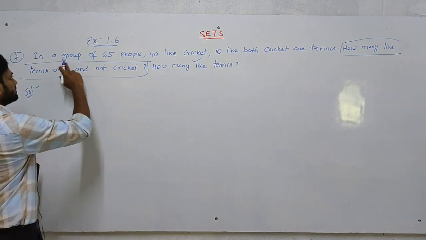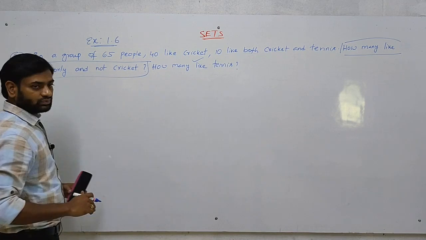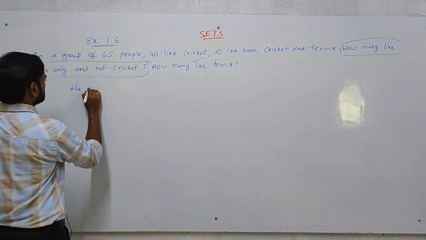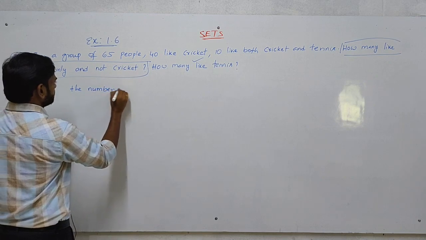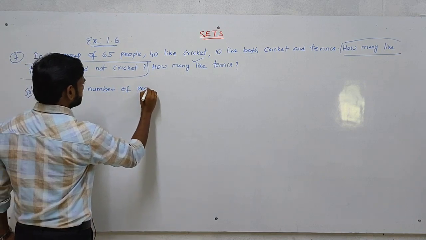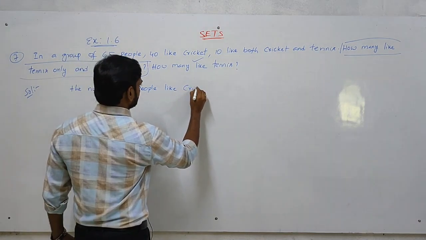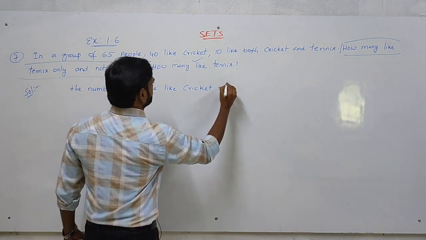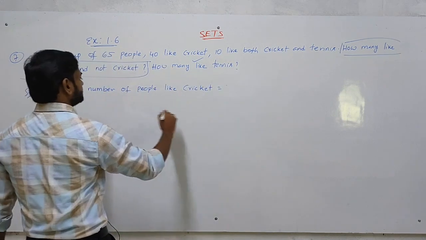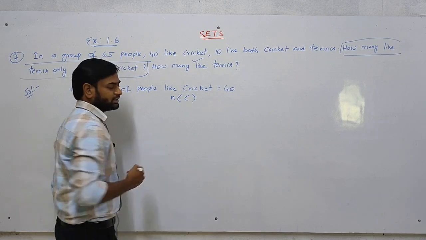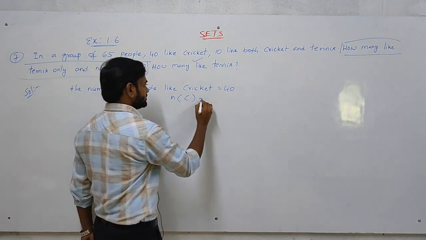Now see here. In a group, 65 people are there. 40 like cricket. So the number of people who like cricket equals how many? 40. So that is n of C. Cricket I am taking as C, equal to 40.